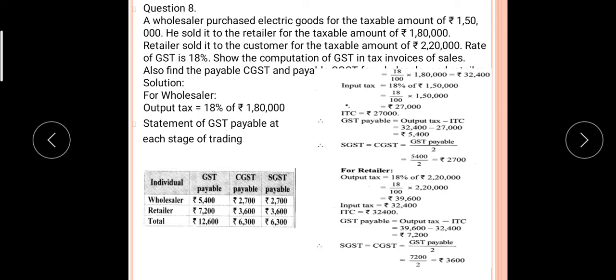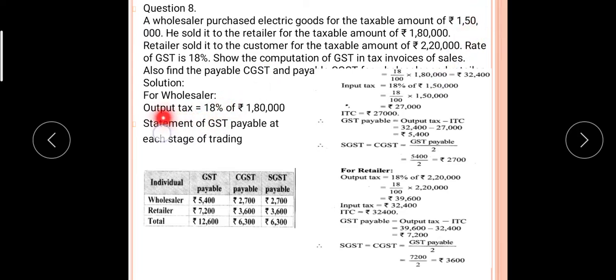Now don't be confused. Now see output tax. Firstly consider the wholesaler. Where is the wholesaler? This one. The wholesaler purchases electric goods for the taxable amount of 1,50,000, and sells to the retailer for 1,80,000. Output tax is always on selling value, and input tax is always on purchasing value.